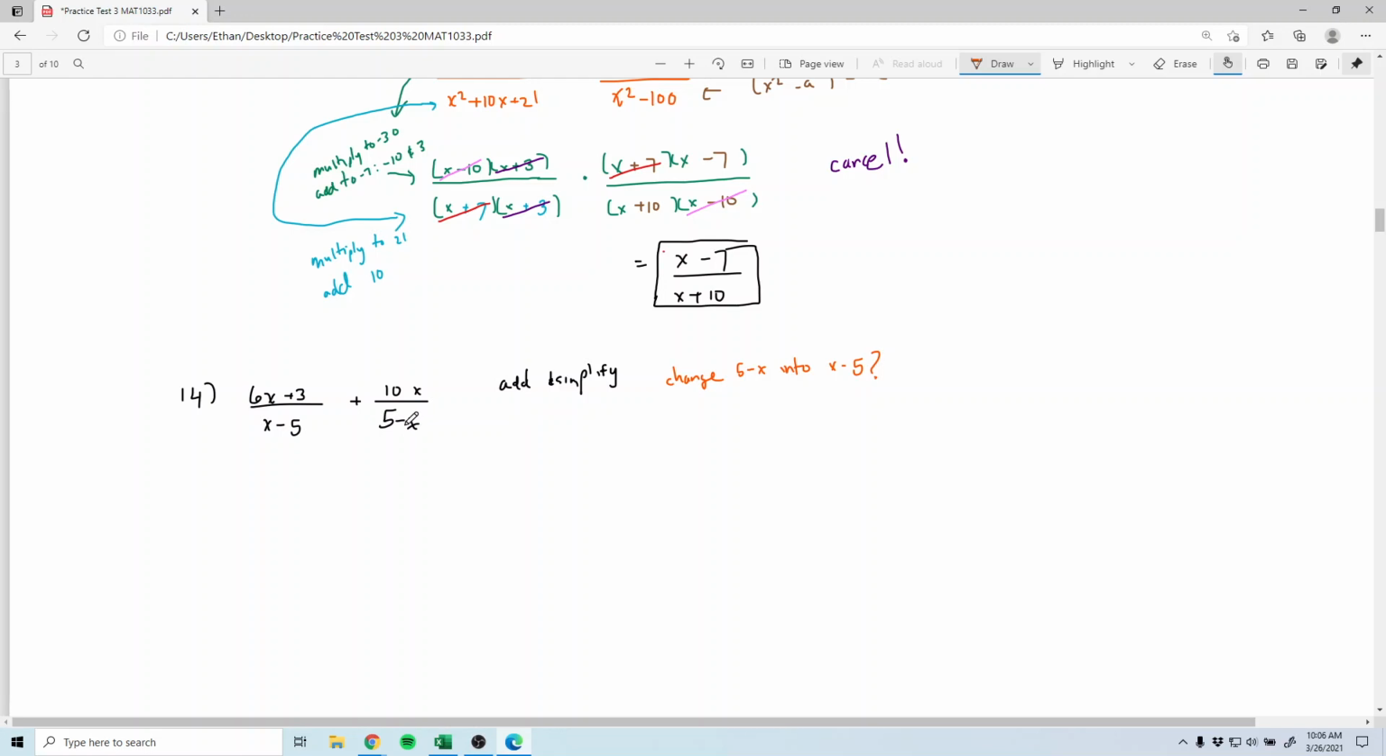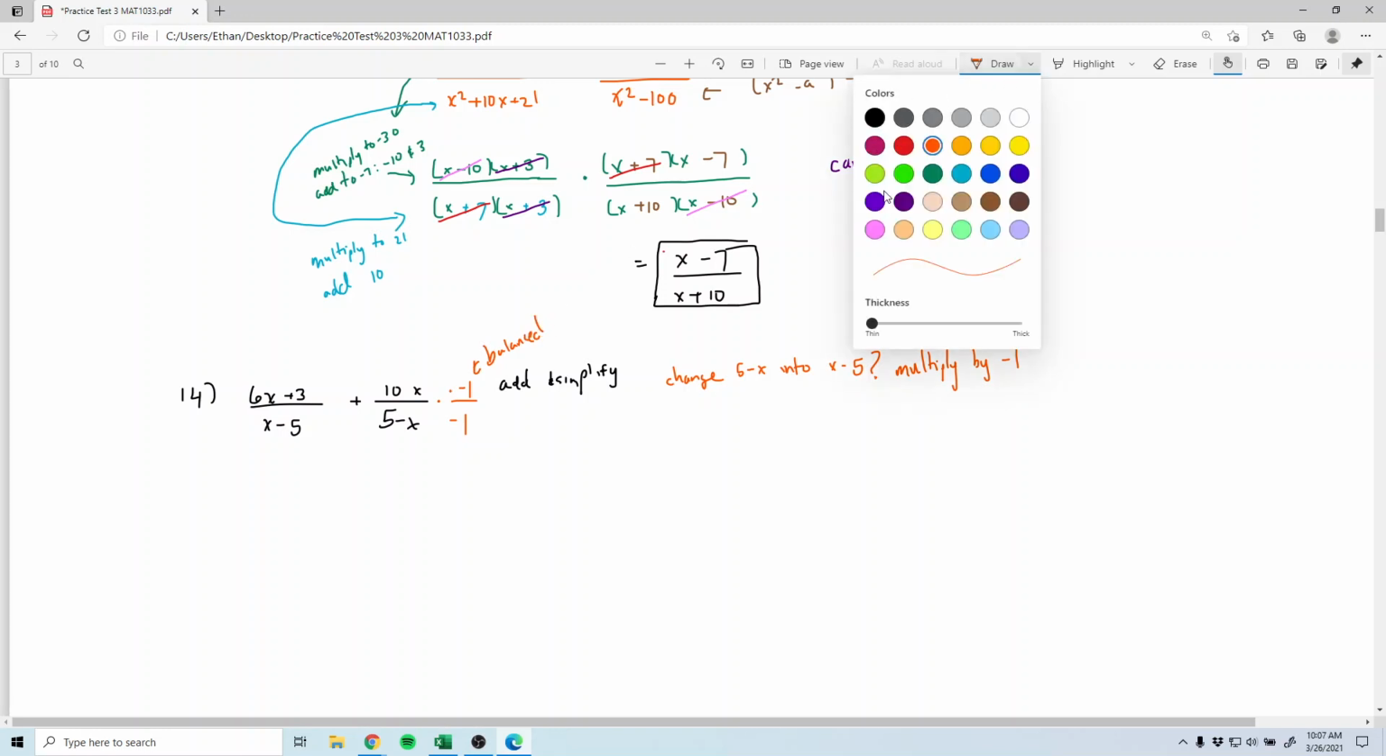Well, anytime you have the order backwards here, so x minus 5 is flipped of 5 minus x, all you have to do is multiply by negative 1. The one thing you got to be careful on is you have a fraction here, which means if you multiply by negative 1 on the bottom, which is what we're going to do, you also have to multiply by negative 1 on the top. Keep the equation balanced. What you do to the bottom, you must do to the top.